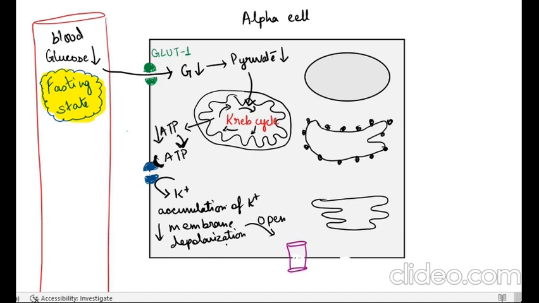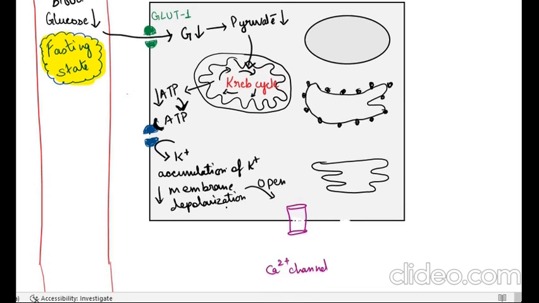Now, what is this? This thing is actually a calcium channel. So because of this action, the calcium channel will remain open. Now since the calcium channel is open, calcium will enter inside, obviously. So from outside, calcium is entering the cell.